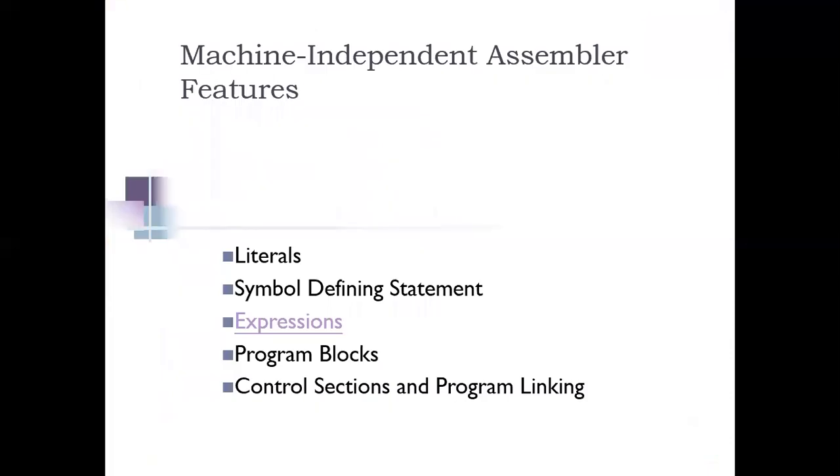So till now we have discussed two features of the assembler, literals and symbols. Again I will revise that literals are the values of our constant operand, and symbols are some symbols that we are defining, and they will contain the address of the instruction. So you can say a symbol is a label given to an instruction or data.